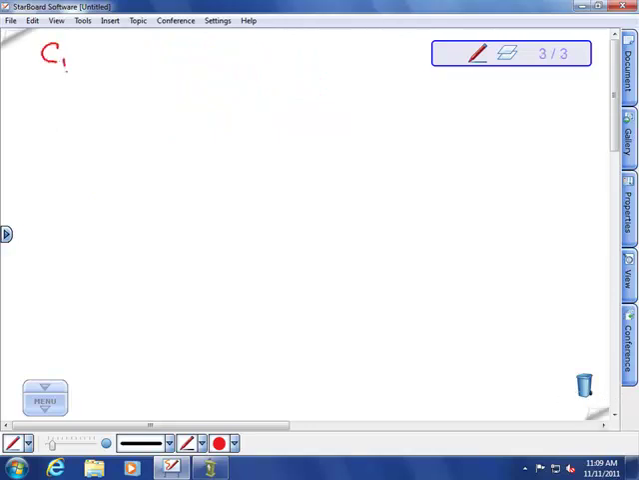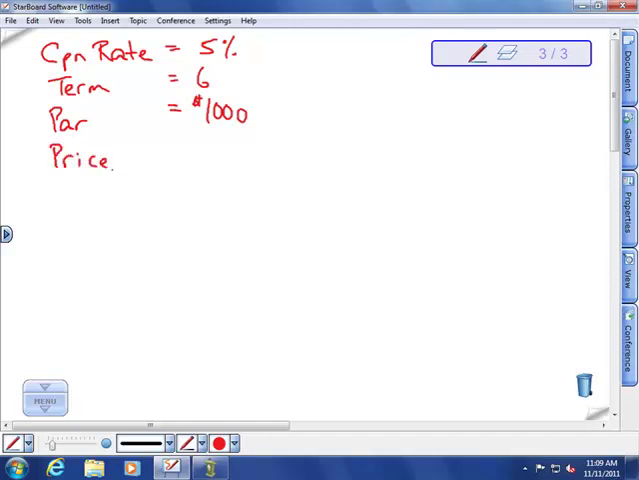Let's look at a bond that has a coupon rate that's equal to 5%. The term is 6 years. The par is $1,000. And the price is $900. So notice the bond is selling at a discount, and the coupon rate here is 5%.